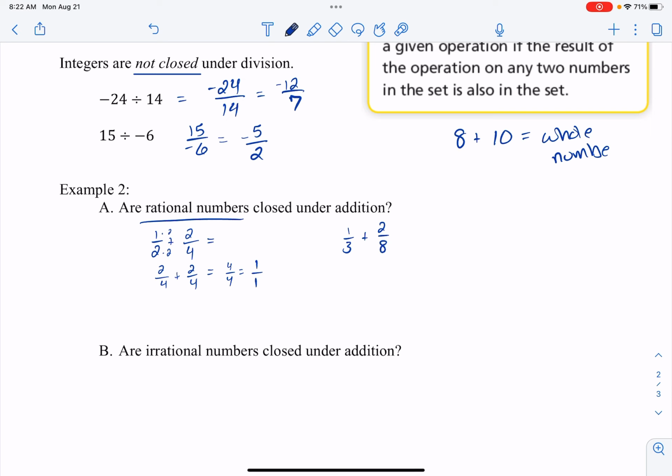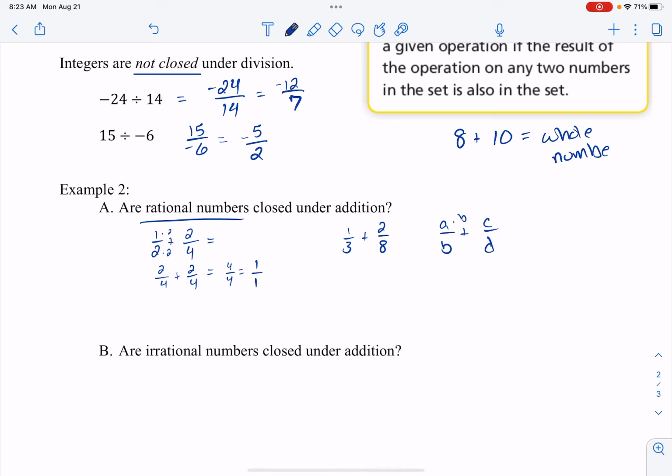I would need a common denominator. I could keep listing rational, rational, and rational until I get one that doesn't work, but I'd be listing for a while. So to prove closure, a lot of times you have to use what's called a general case, meaning if I have a fraction, a over b, and I want to add some random fraction, c over d. Again, a, b, c, and d could be anything.